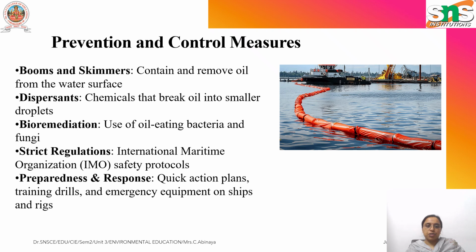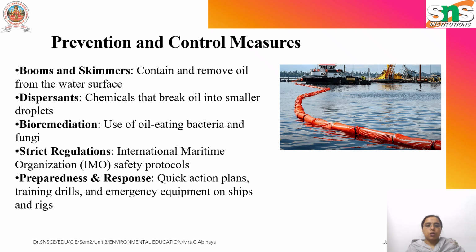Prevention and control measures. So how do we deal with oil spills? Here are some important ways to prevent and control them. First one is booms and skimmers. These are the floating barriers that contain the oil, and the skimmers collect it from the water surface. So this technique is widely used when there is an oil spill. Then dispersants. So special chemicals are sprayed to break the oil into smaller droplets and help them to dissolve faster.